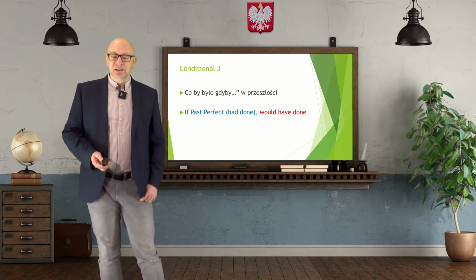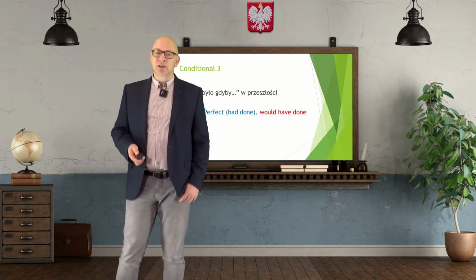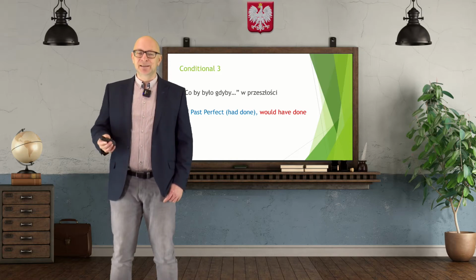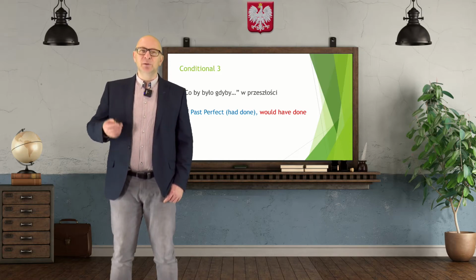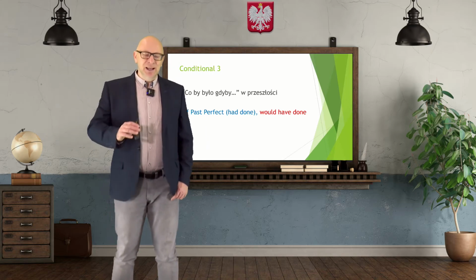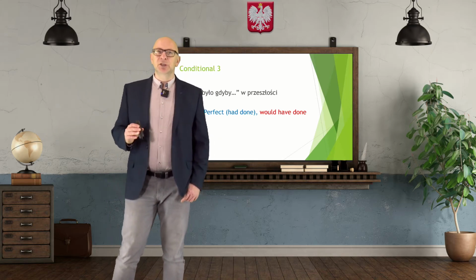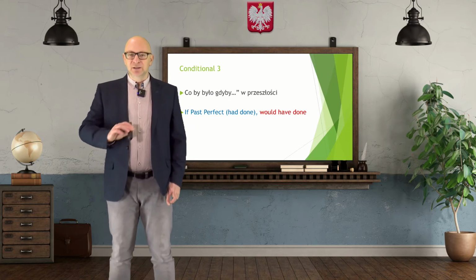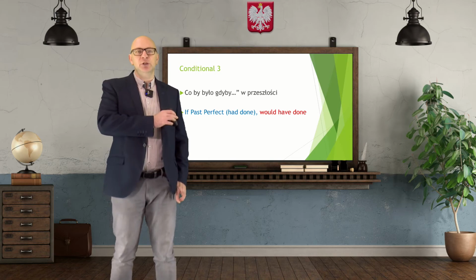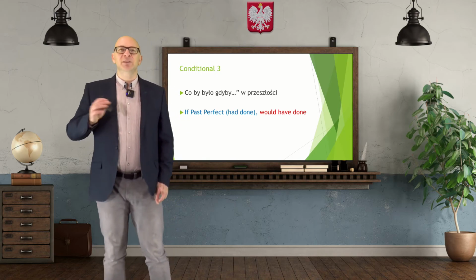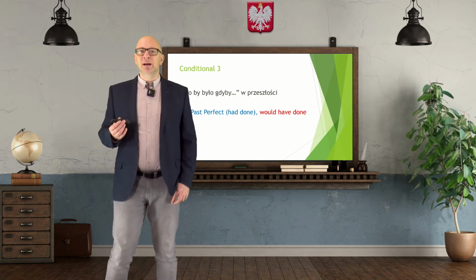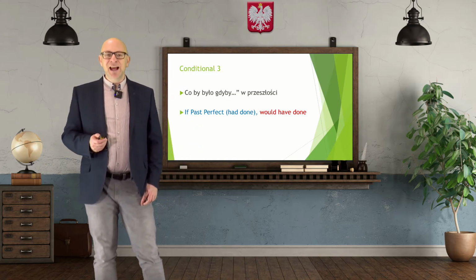Unlike the second conditional, in which sentences generally referred to the present, czyli co by było gdyby teraz, or to the future, co by było gdybym jutro, na przykład wygrał na loterii. So unlike the second conditional, in the third conditional we are talking exclusively about the past. Co by było gdyby w przeszłości, co automatycznie oznacza, że było inaczej. Tak? Mówimy o sytuacji, która się zdarzyła i potem gdybamy, co by było, gdyby było inaczej.